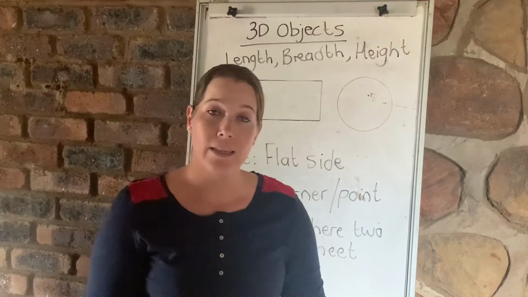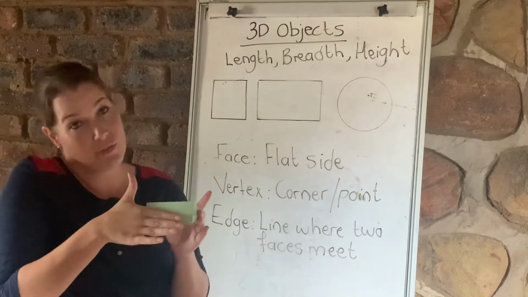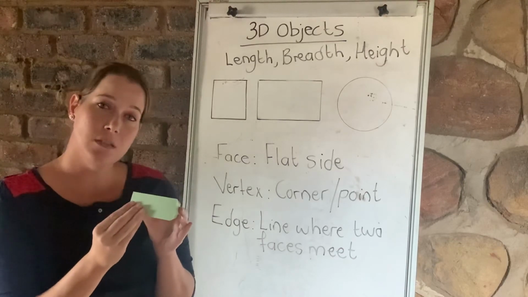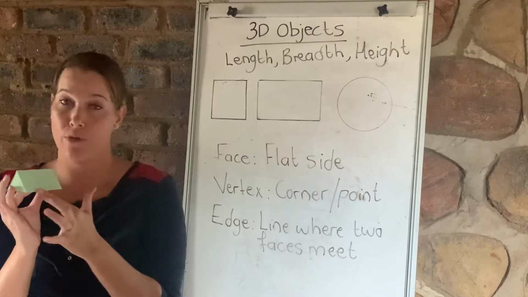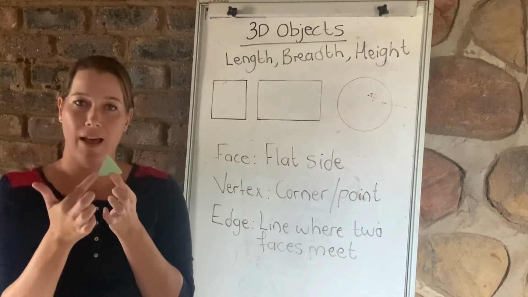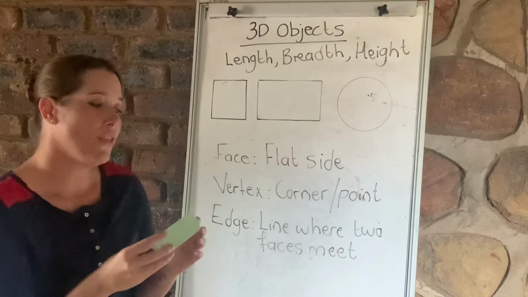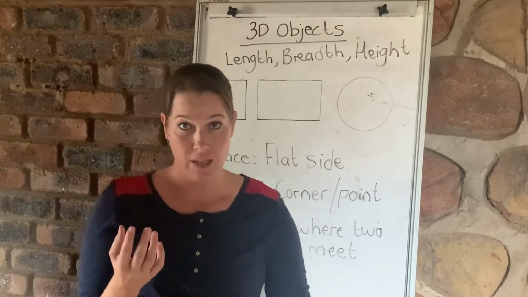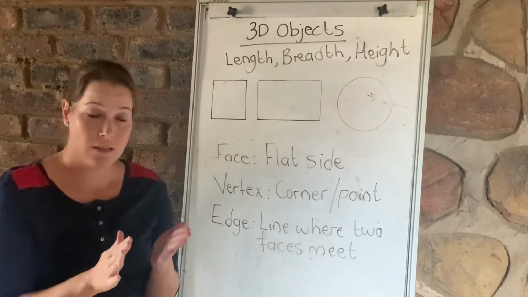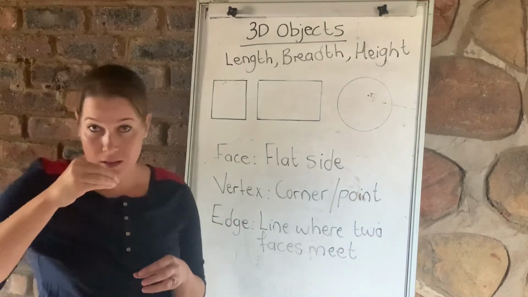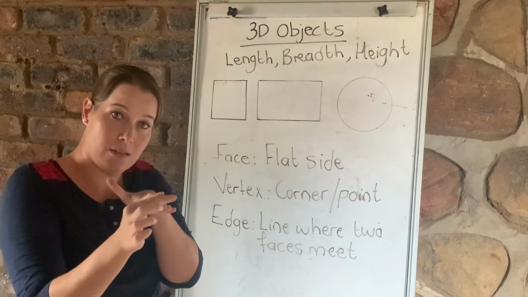If we look at the triangular prism, again, an edge is where two faces meet. Remember, a face is flat. So where two faces meet, it makes an edge. So 1, 2, 3, 4, 5, 6, 7, 8, 9. So that is it for 3D objects. It's very important, let me just remind you. A face is flat, a vertex is like a point, and an edge is where two faces meet to make a line. Thank you.